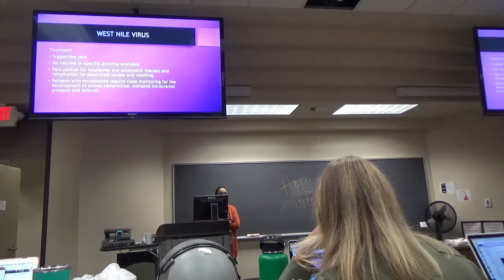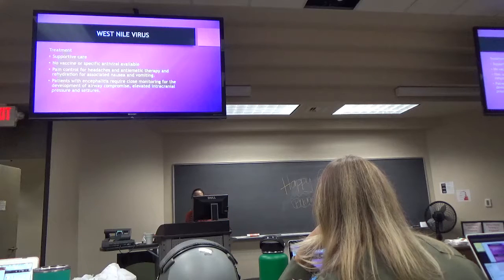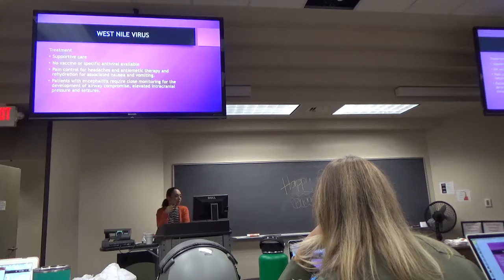So patients with encephalitis, if they develop that, they're in the hospital anyway. So you want to monitor for airway compromise and if they develop any seizures.